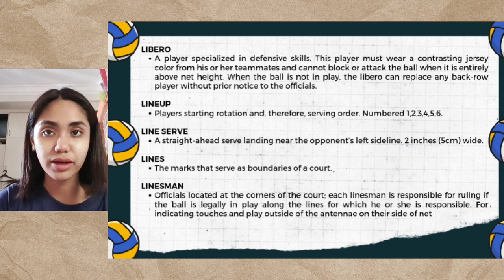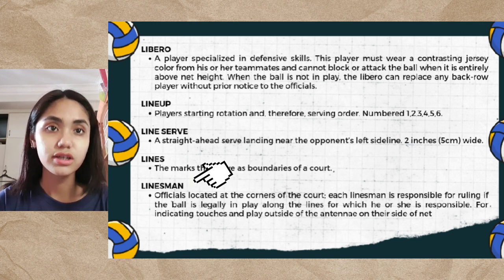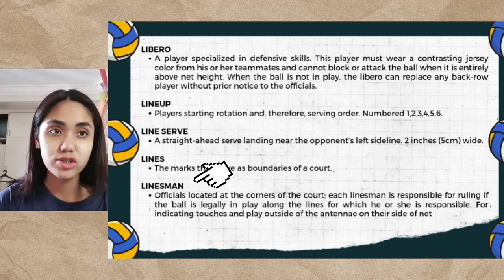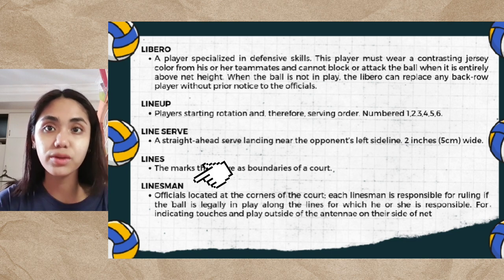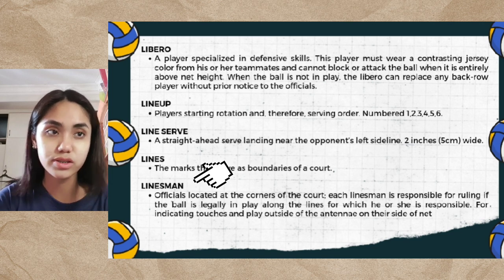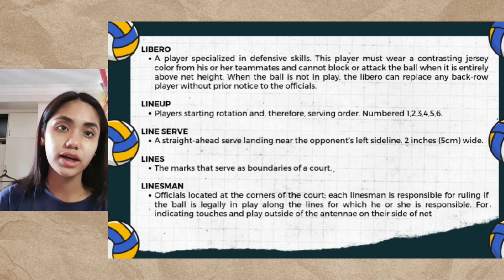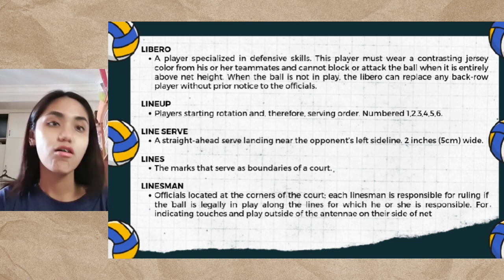Alright, linesman. So, they are officials located at the corners of the court. Each linesman is responsible for ruling if the ball is legally in play along the lines for which he or she is responsible, and for indicating touches and play outside of the antennae on their side of the net.